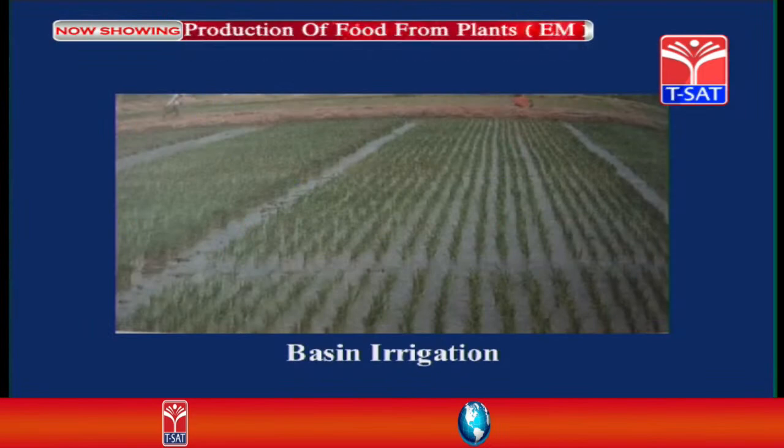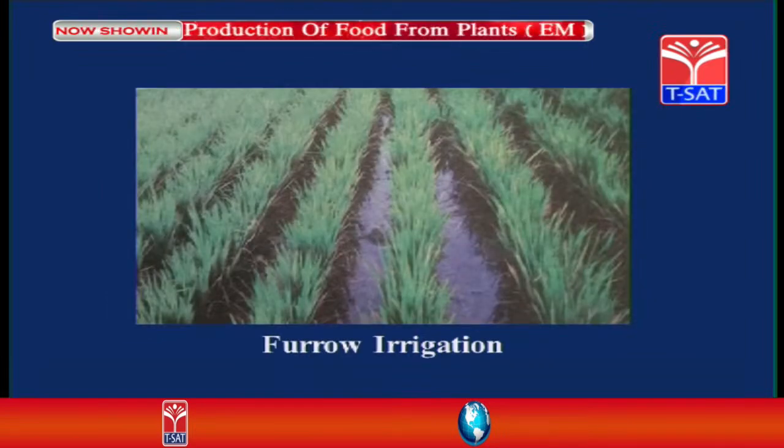So, this is basin irrigation, children. Here there is just a piece of land and the water will be poured, so that particular field will be completely submerged with water. In the furrow irrigation system, crops will be present in particular rows, and in between the crops the furrows will be present. Water will be poured in these furrows.